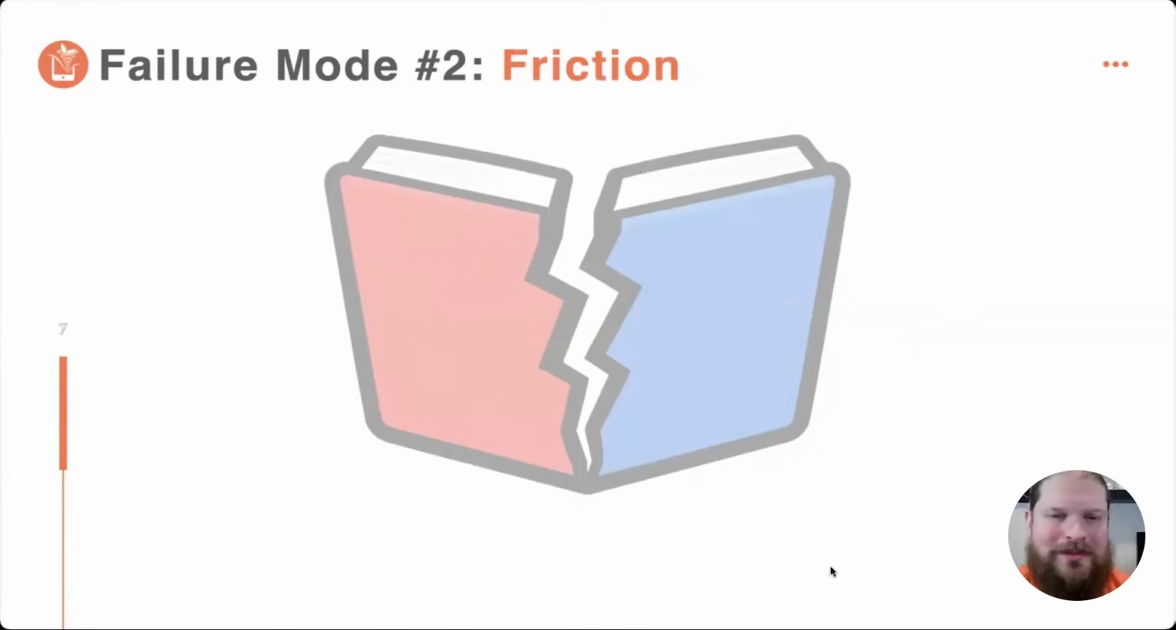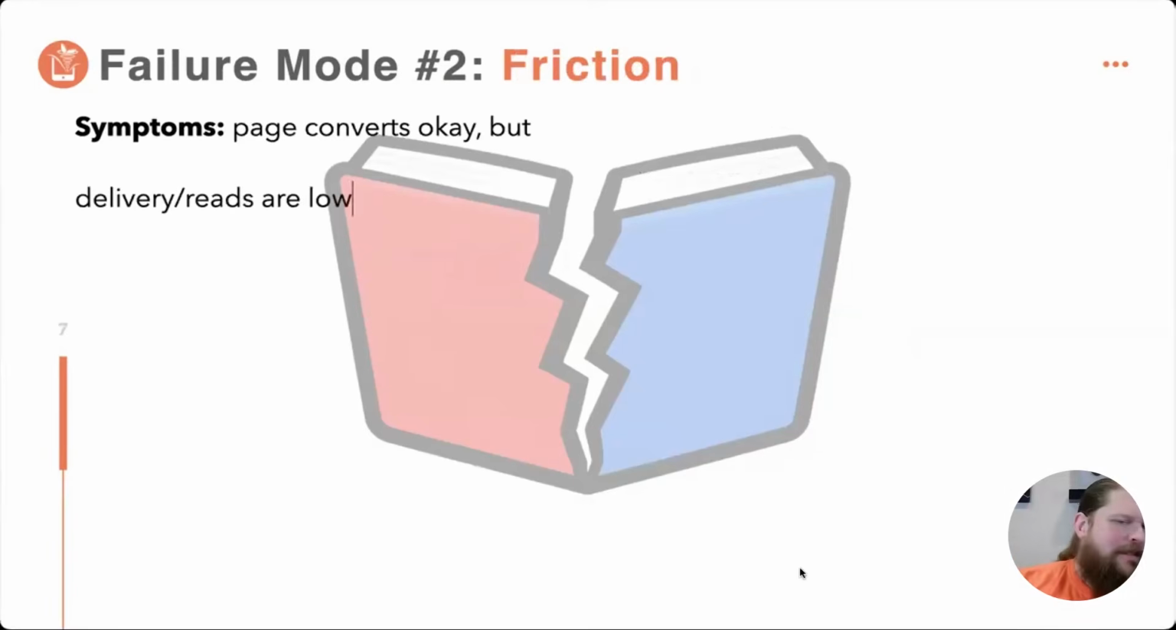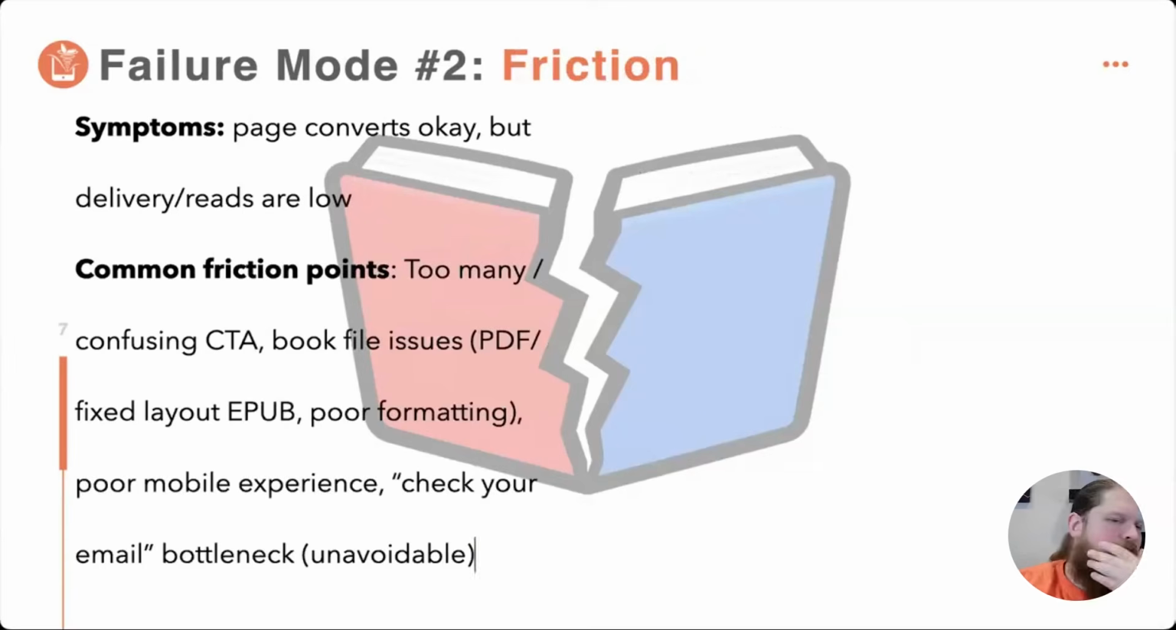So failure mode number two, this is friction. Symptoms: the page converts okay, but delivery or downloads rather, and read-through is low. So they might give you their email, but then it seems like there's just a loss after that. Common friction points to be aware of: too many or confusing calls to action. There's book file issues. For example, PDFs and fixed layout EPUBs, generally not super friendly for fiction. Much more appropriate in nonfiction, and in particular, children's books, where PDFs really shine.